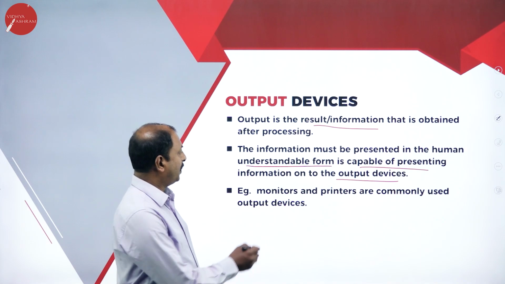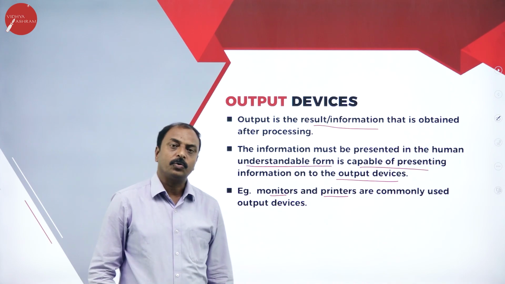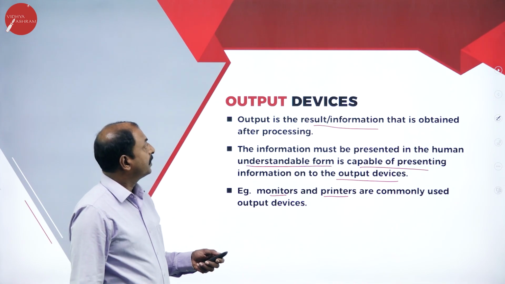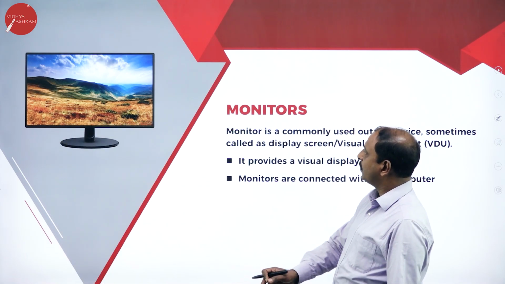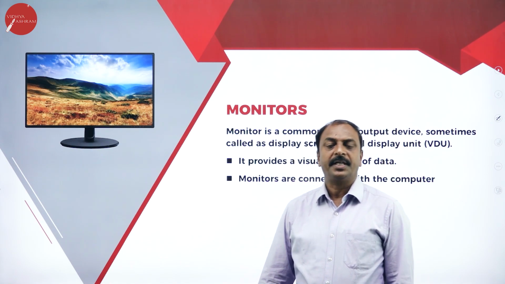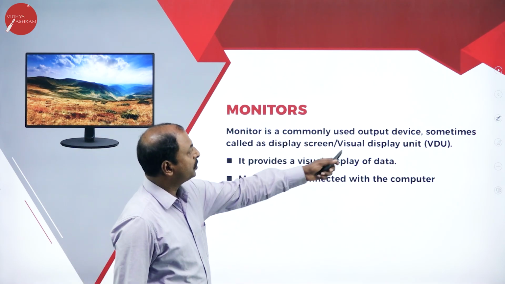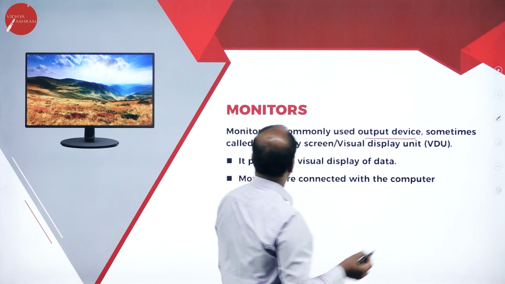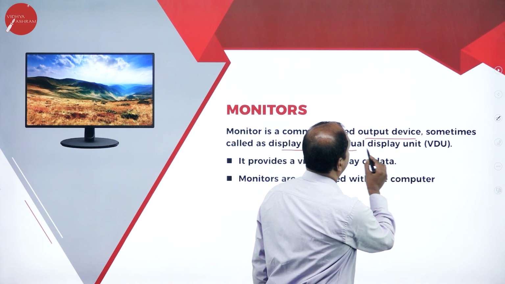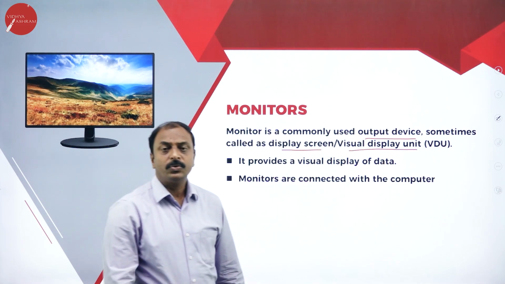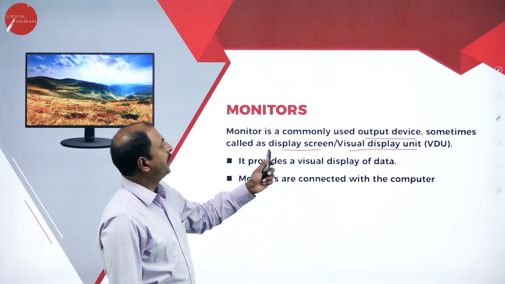Now for example, monitors and printers are commonly used output devices. Now let us see the next output device. One of the output devices is the monitor. Now all of you are familiar with the monitor. It is almost like a TV. A monitor is a commonly used output device, and sometimes it is called a display screen or visual display unit or VDU. So another name of monitor is VDU, visual display unit, or display screen.